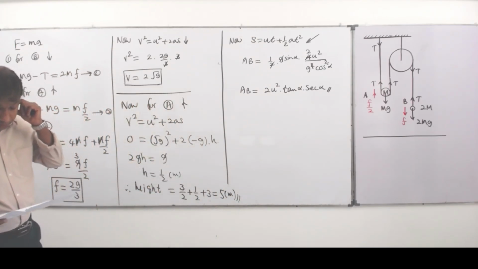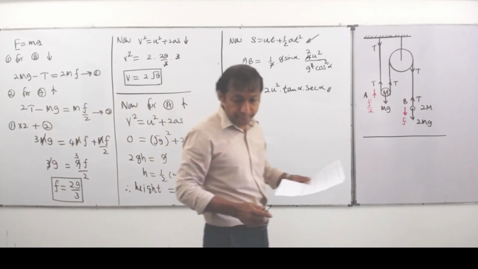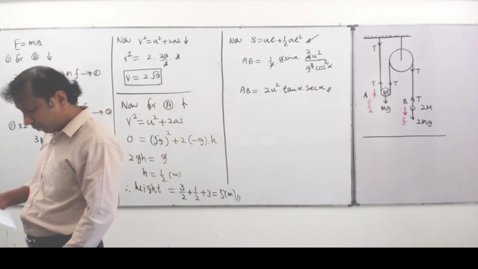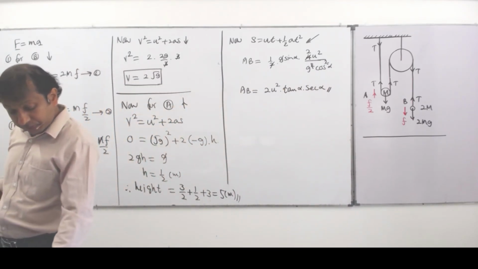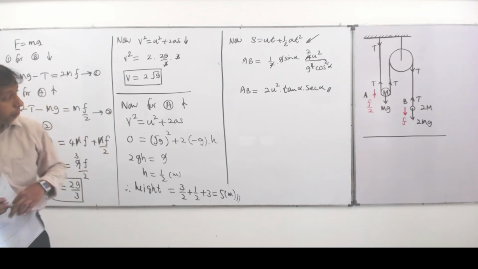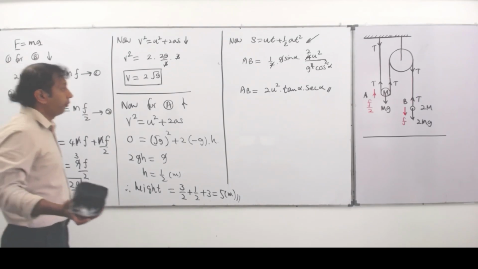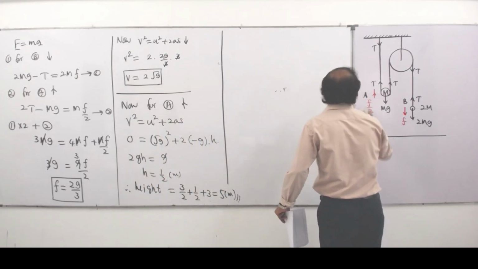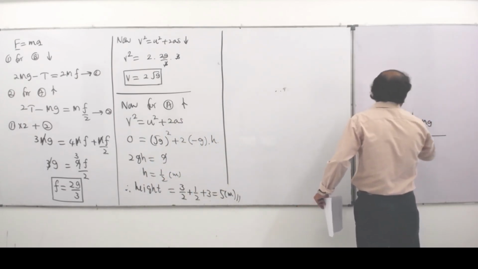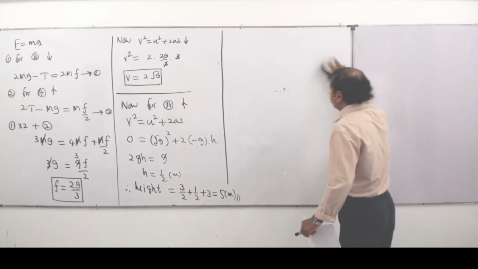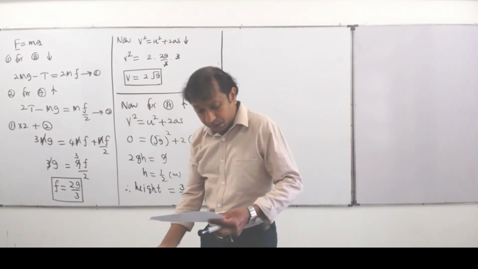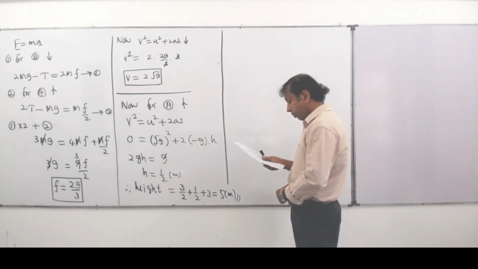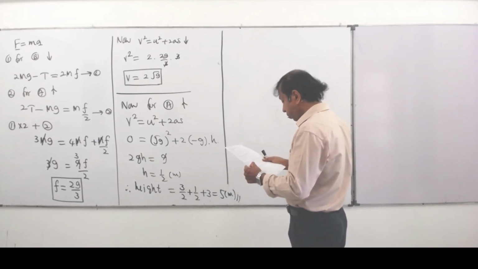Right. Next part. Work power energy question. A motor car of mass 840 kilogram moves freely down along a road of inclination 120 is to 1.